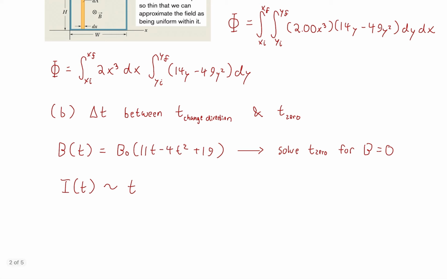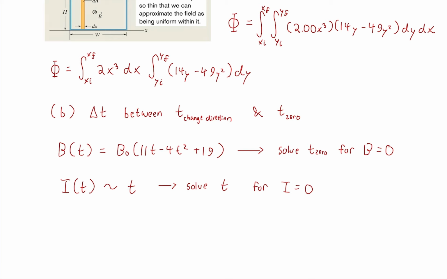Well, how would you find that? How would you find where a linear function crosses the horizontal axis? You of course would set y equal to 0, and y here is the function. So you're again solving for 0. Because when I changes from forward to backwards, or clockwise to counterclockwise, it must pass through 0 amps. So again, we need to solve for I equals 0. Those are your two times.